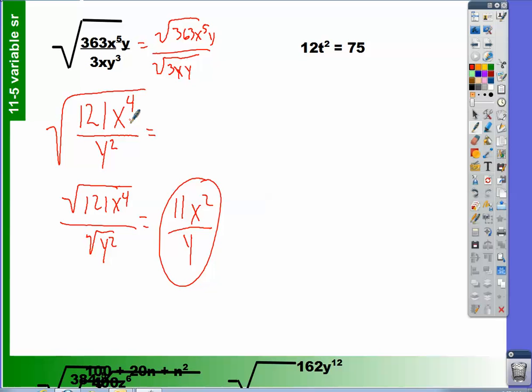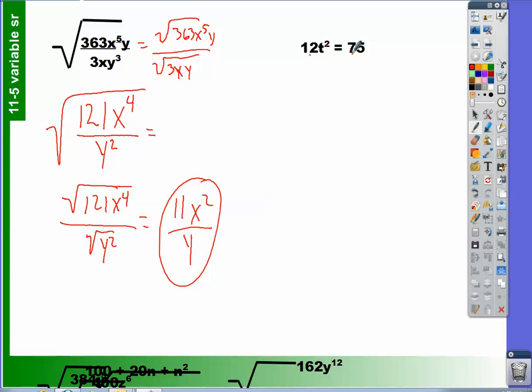And our last problem, we have 12t squared over 75. There are two ways we can do this. We could get everything on one side, get the quadratic equal to 0, couldn't we? Yeah. And then we could factor. If we only have two terms, there's another way we could go about this, and that's what we're going to do.